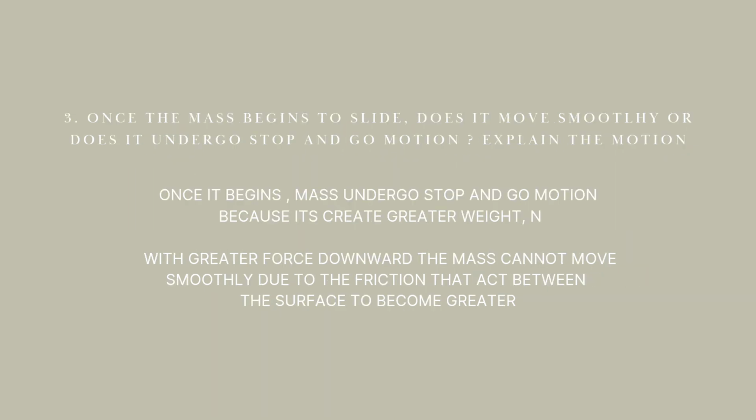Question number 3. Once the mass begins to slide, does it move smoothly or does it undergo stop and go motion? Explain the motion. Once it begins, the mass undergoes stop and go motion because it creates greater weight. With greater force downward, the mass cannot move smoothly due to the friction that acts between the surfaces becoming greater.